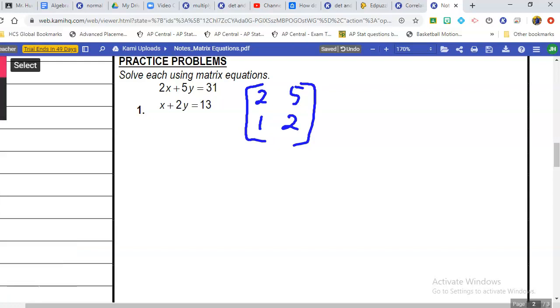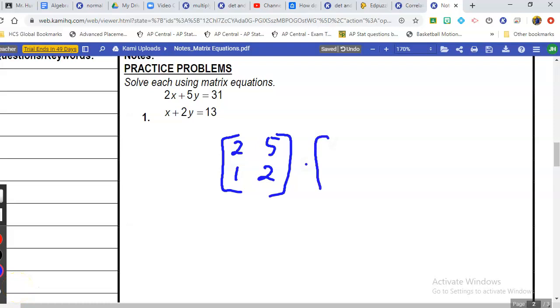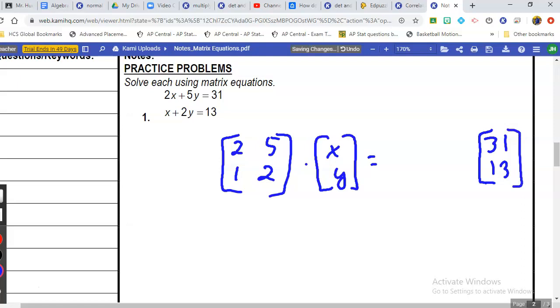Let's do something here. We'll take that matrix and multiply it by x, y, and that is going to be equal to the 2 by 1 matrix of 31 and 13. You'll see I just left a little space there, because hopefully by now you see what I'm going to be doing.